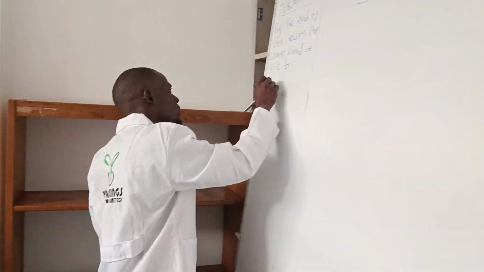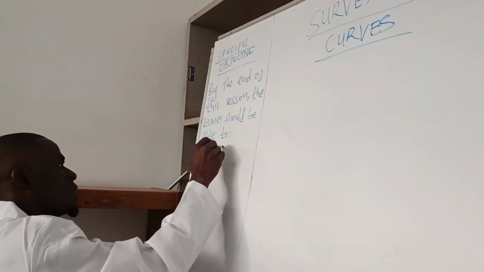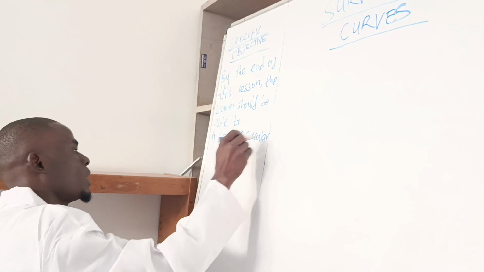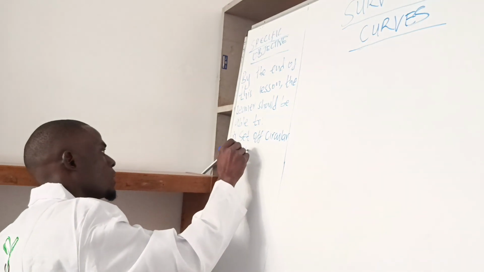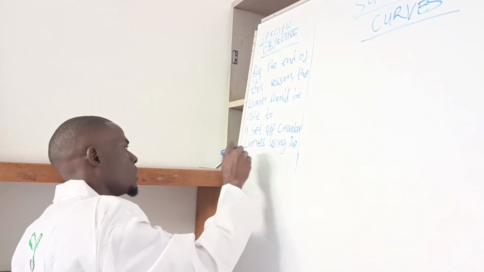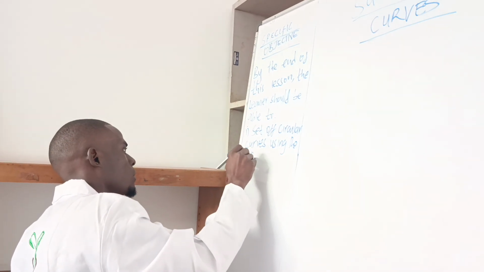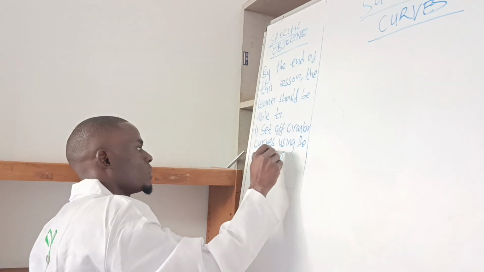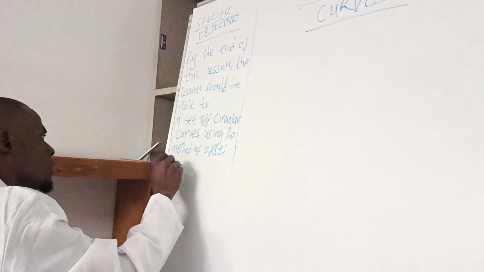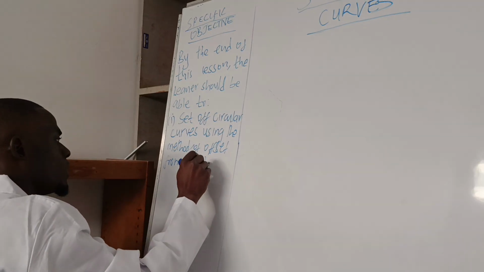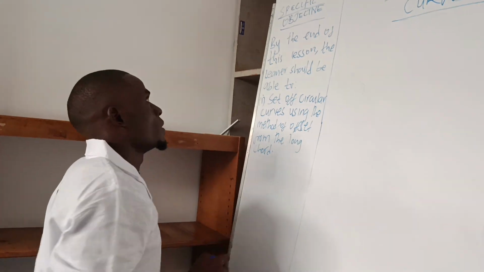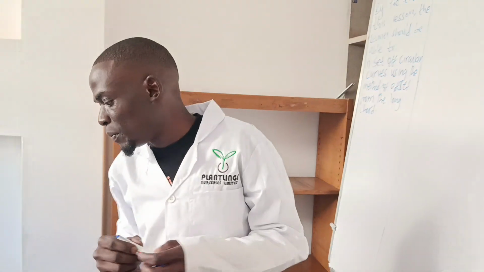To be able to set off circular curves using offset. This is our specific objective.